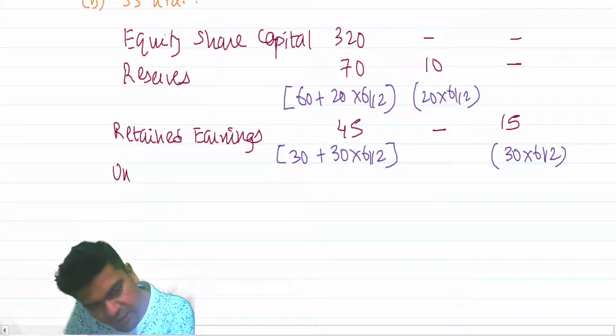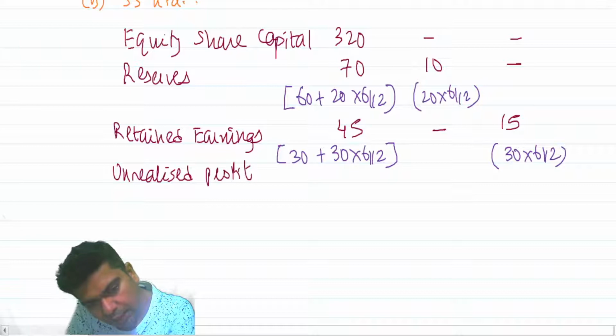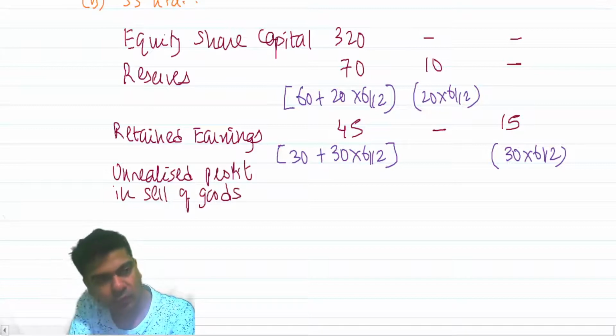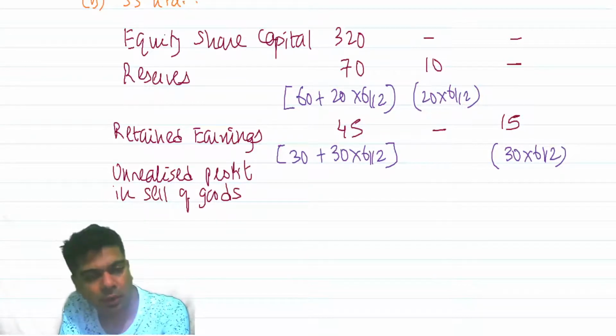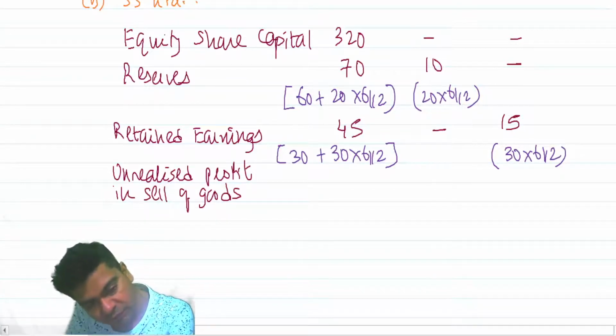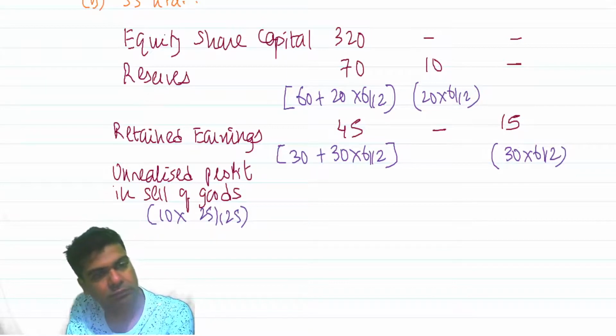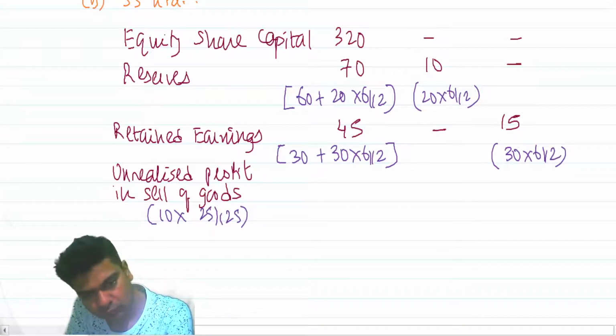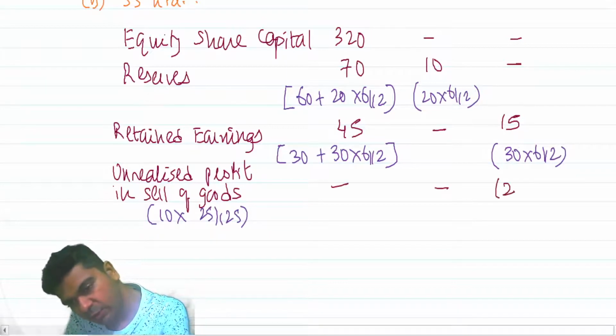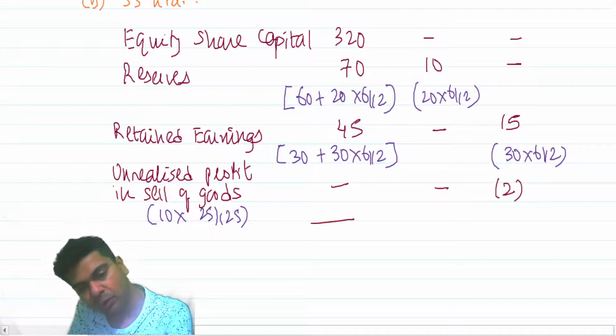We say unrealized profit in sale of goods. You can show your calculation if you wish. 10 into 25 by 125. There's an unrealized profit of 2 lakhs. Remove it.